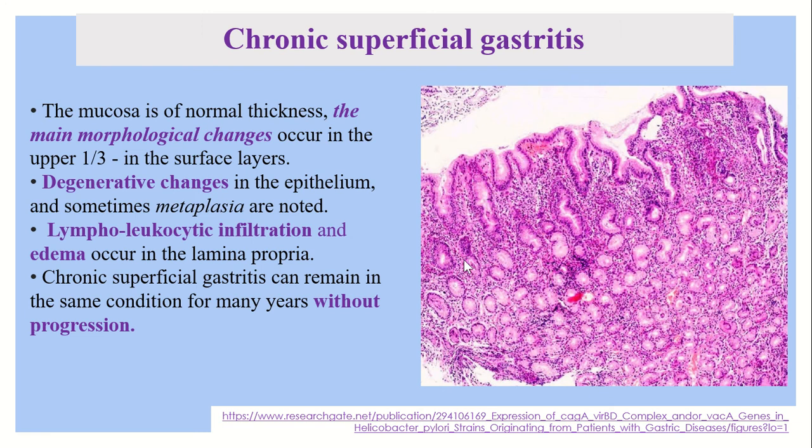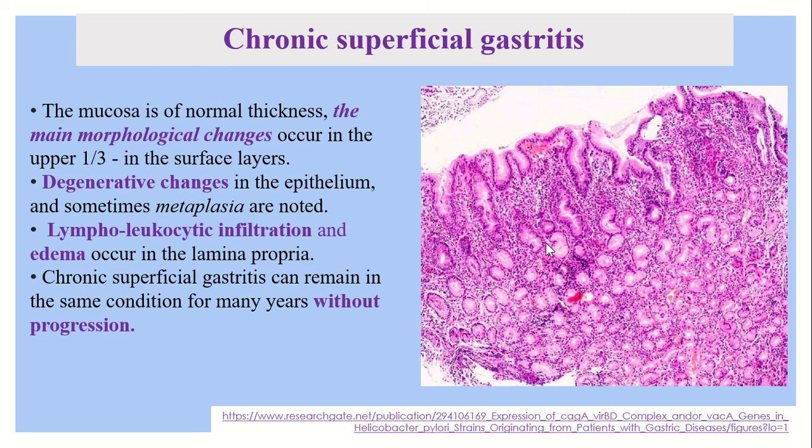The main morphological change occurred in the upper 1/3 of the surface layer. We can find here the degenerative change in the epithelium, but sometimes the metaplasia. But do not confuse this metaplasia with the intestinal metaplasia. The students mainly confuse this in the exam questions. This metaplasia sometimes we can note here, and the lympholeukocytic infiltration and edema occurs in the lamina propria.